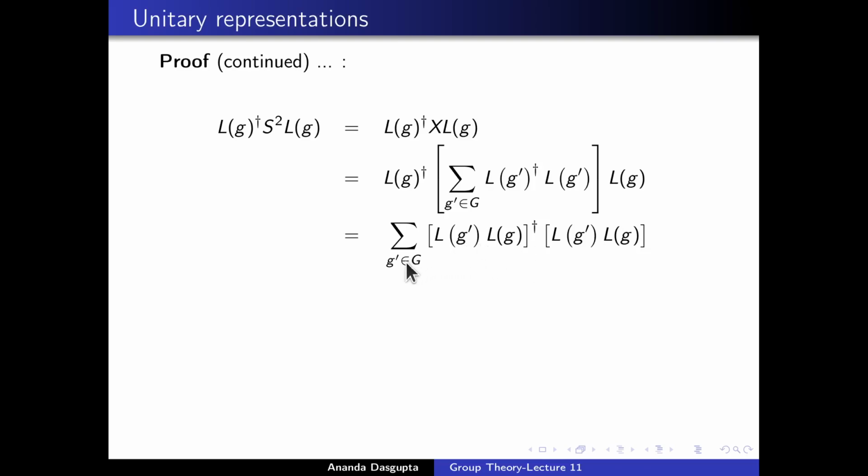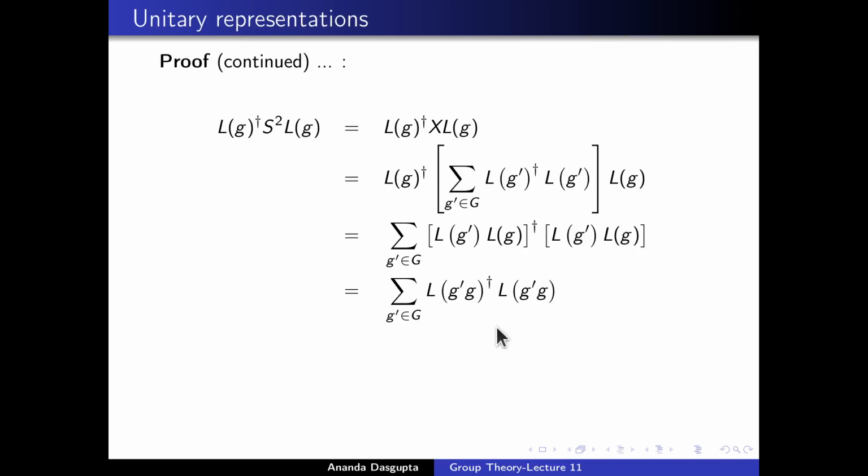So this sum really is a sum as g prime runs over the entire group capital G of this quantity, (L_g′ L_g) dagger times itself. So this has exactly the same form as the sum which defined capital X, except that in capital X we had L_g′ dagger L_g′. Here what we have is actually L of g′g dagger L of g′g. Here of course what we have used is the fact that L_g is a representation and hence is a homomorphism.